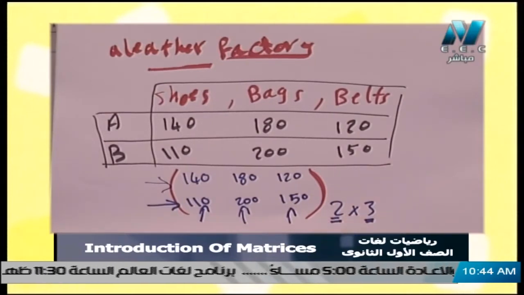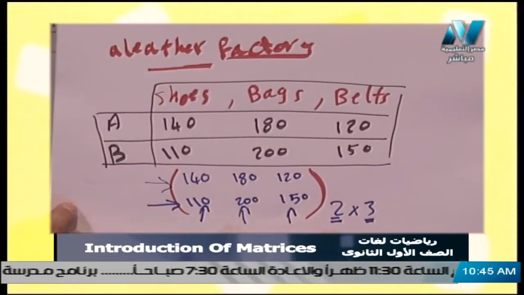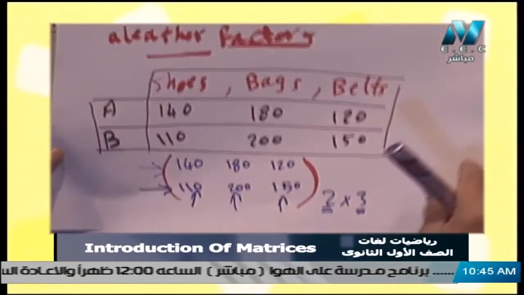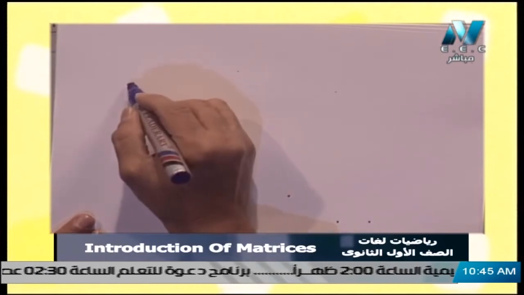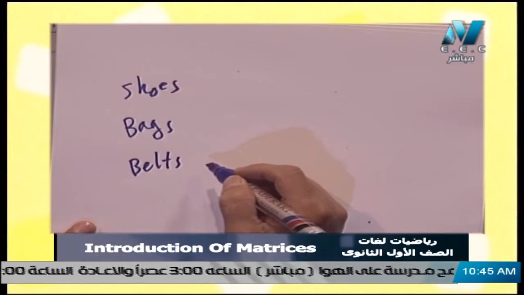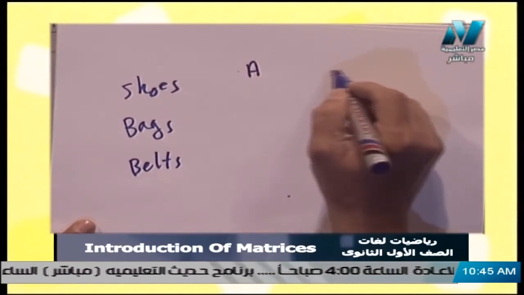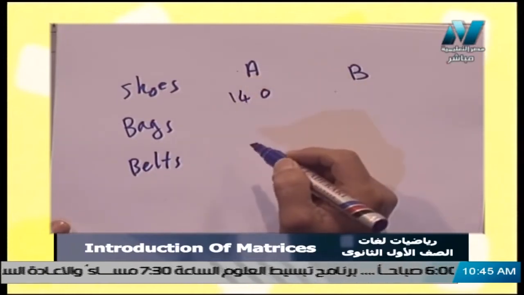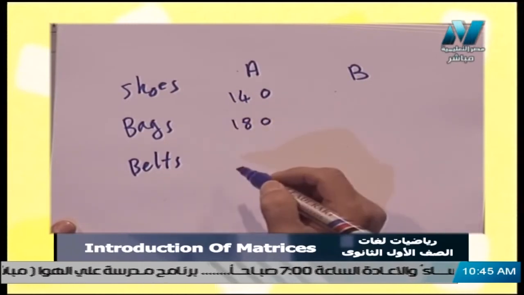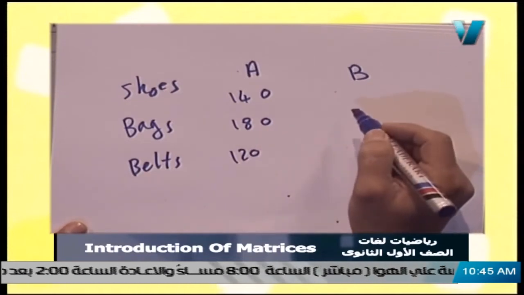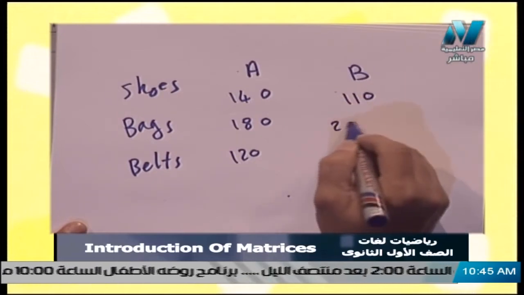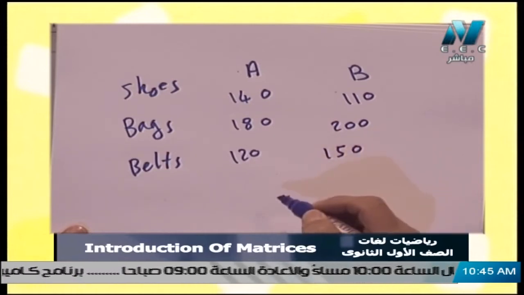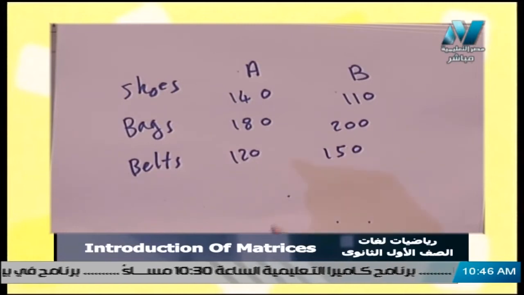Okay, so we can use another method to write this matrix. Okay, look carefully here with me. We can write it like that. We have here shoes, bags, and belts. Okay? And we write here branch A and branch B. Branch A produces 140 of shoes, 180 of bags, 120 of belts. Branch B produces 110 shoes, 200 bags, and 150 belts. So it's another method or another way to express this data.